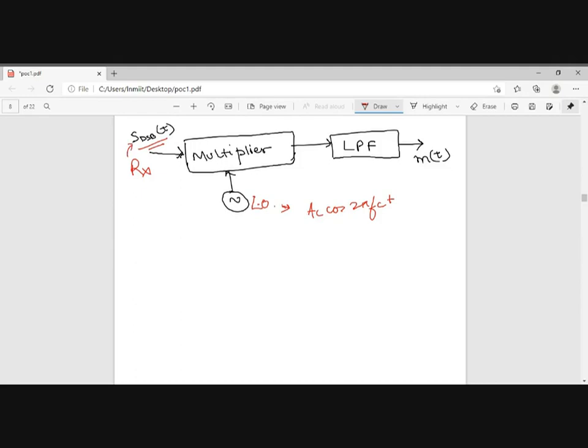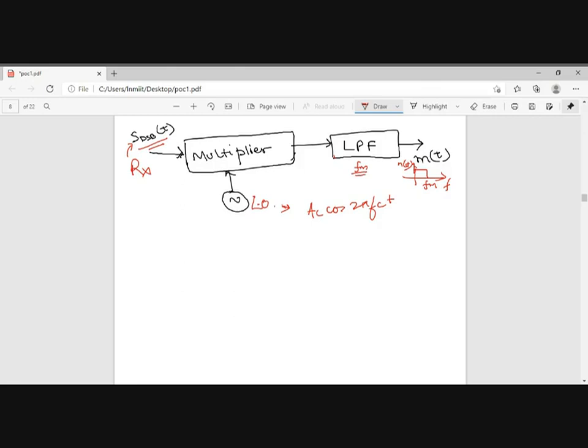So if we are applying an LPF, we want the bandwidth to be f. An ideal low pass filter should look like this. This is f, this is H(f).